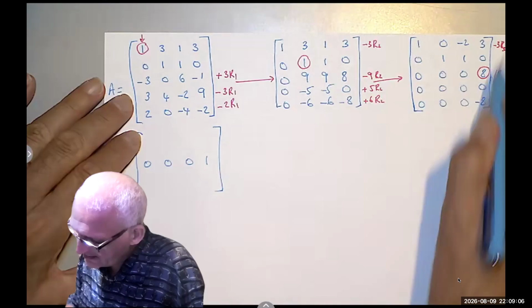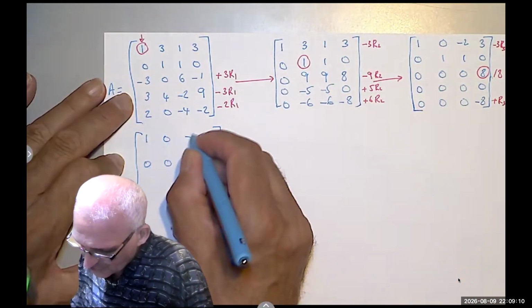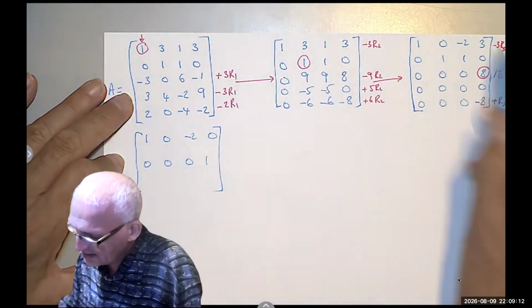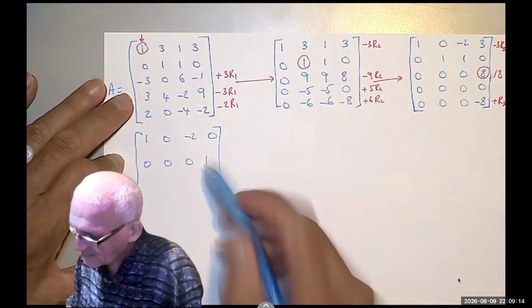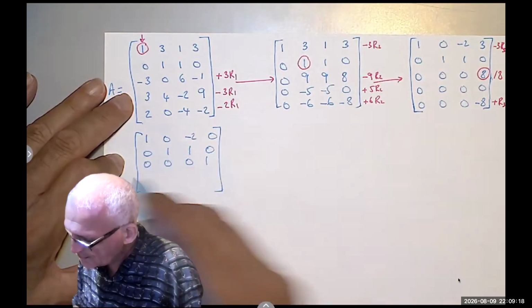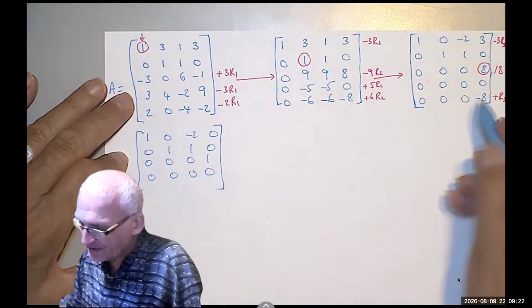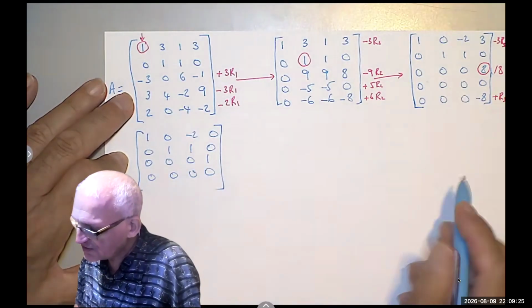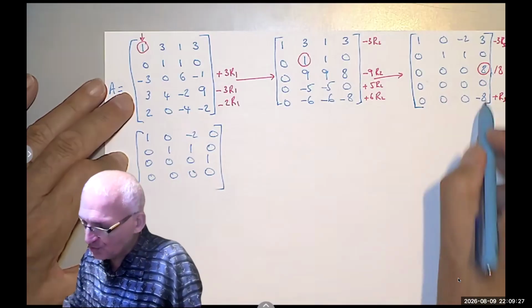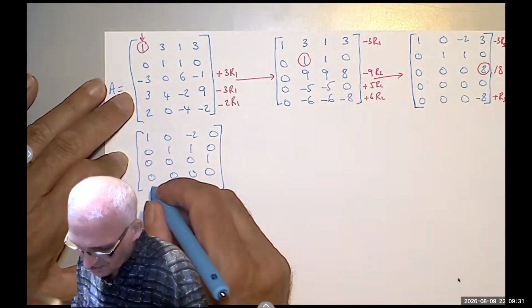So when I subtract 3, I will get 1, 0, -2, 0, because I'm going to say 3 minus 3. Okay? The second one stays the same. The third one is here. The fourth is zeros. And the fifth would be zeros when I add these two. But this time I'm going to add the old R3. So 0, 0, 0, 8 minus 8 is 0.